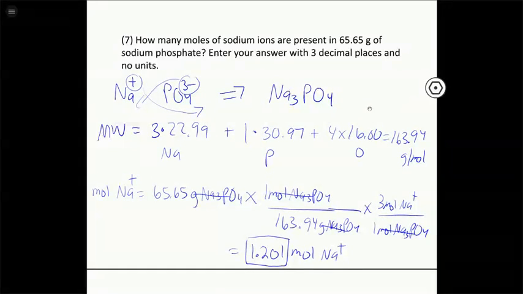However you want to think about it, there has to be 3 moles of sodium for every mole of sodium phosphate that you have, which comes directly from the subscripts in the chemical formula. If you were to dissolve that in water, you would always release 3 moles of Na+ for every 1 mole of sodium phosphate that you dissolve. Other questions?